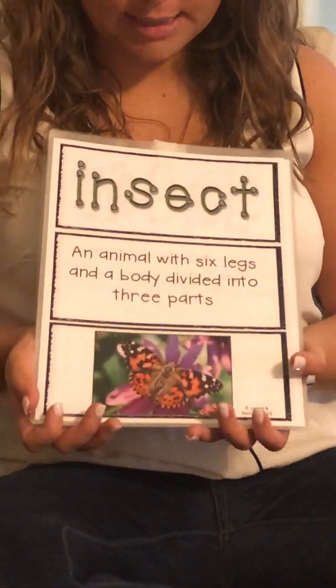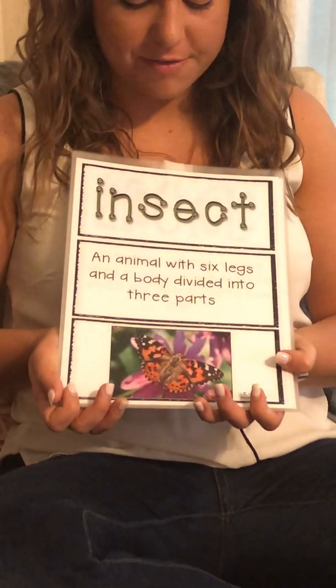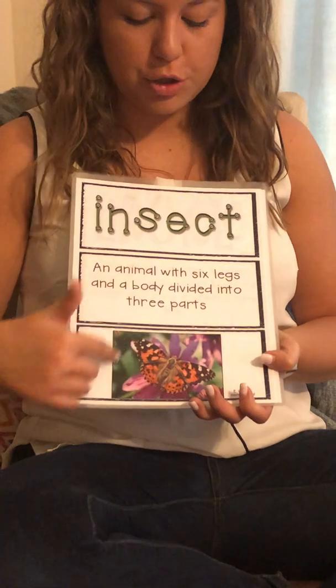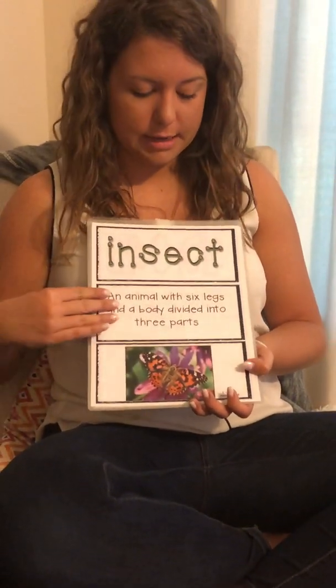This is the word insect. An insect is an animal with 6 legs and a body divided into 3 parts. So we usually call insects bugs, but the real word for them is insect.